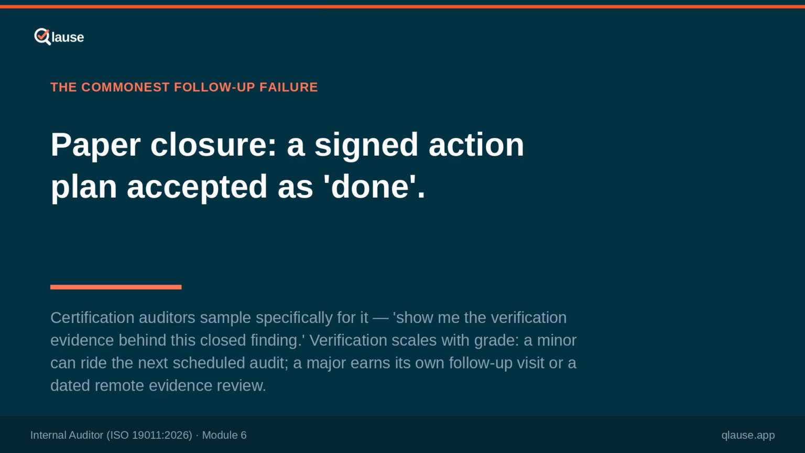Verification method scales with grade. A minor might be verified at the next scheduled audit. A major earns its own follow-up visit, or a dated remote evidence review. But it is always verified, on evidence.